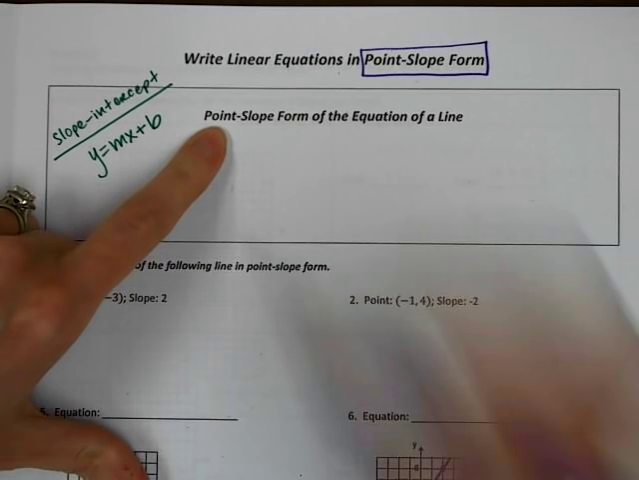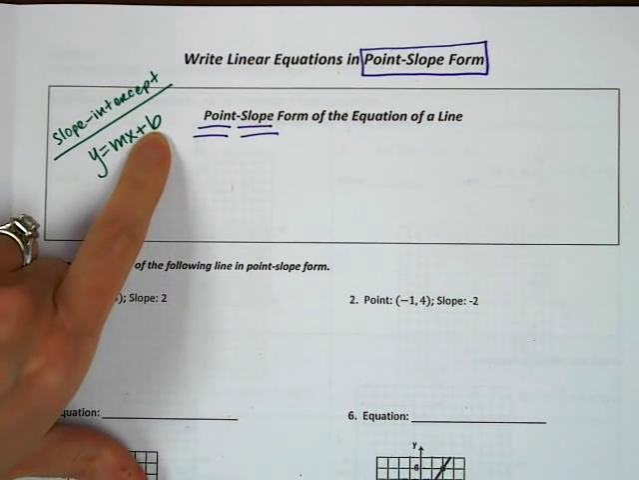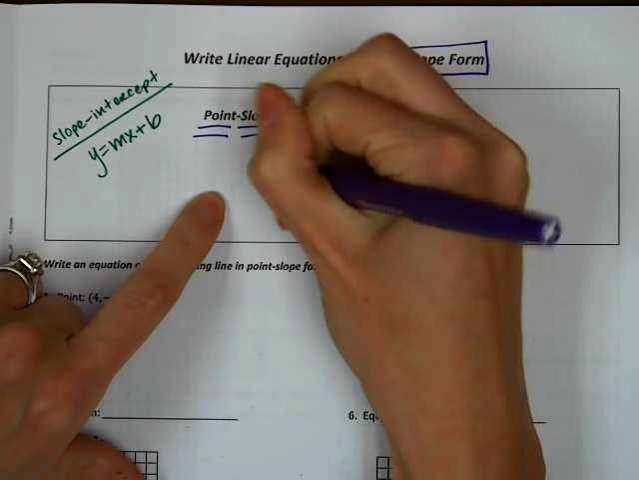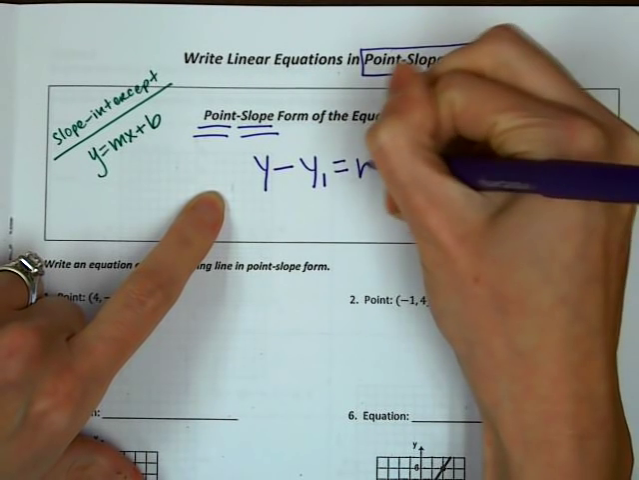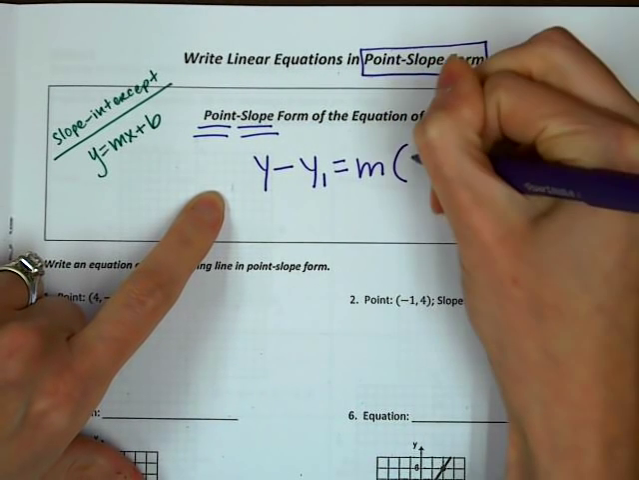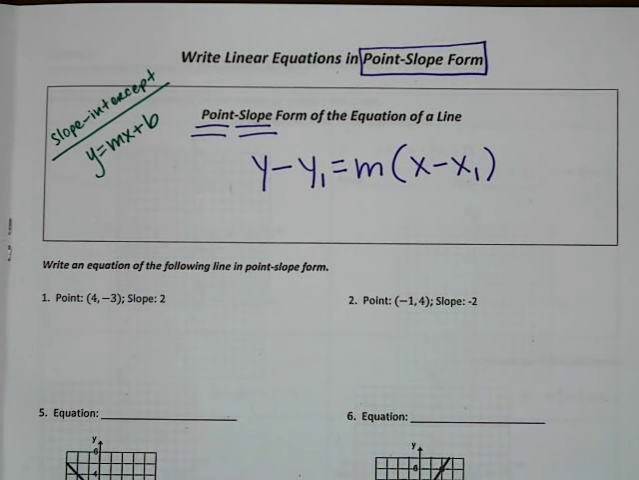We're going to use this one when you have just a point and the slope, but not necessarily the b. And here's the big equation. It's y minus y1 equals m times x minus x1. Now, some of you might say, oh my gosh, there's no way I'm going to remember that. It's actually easier to use.